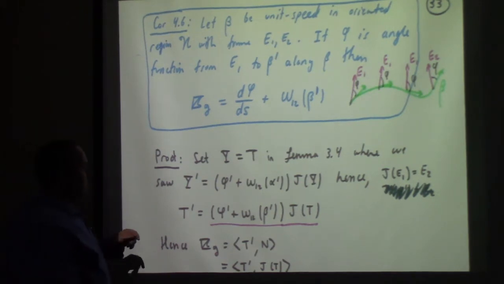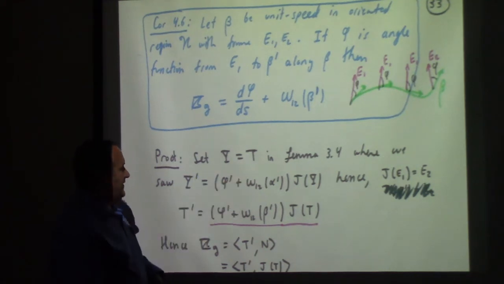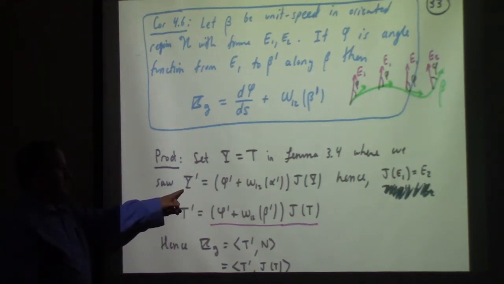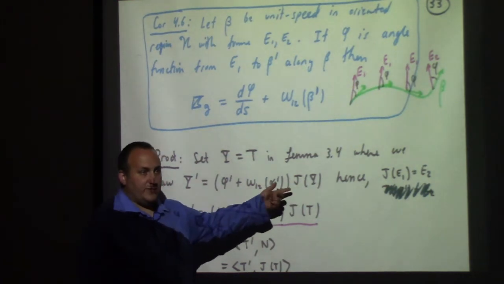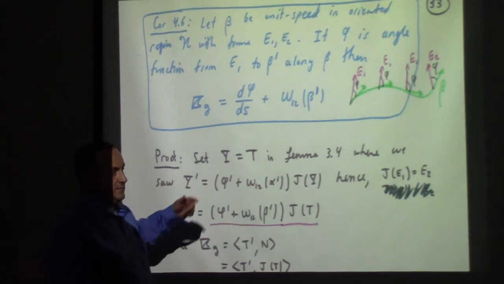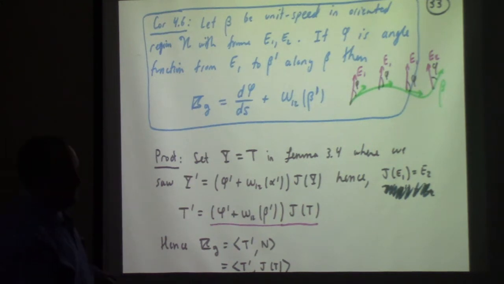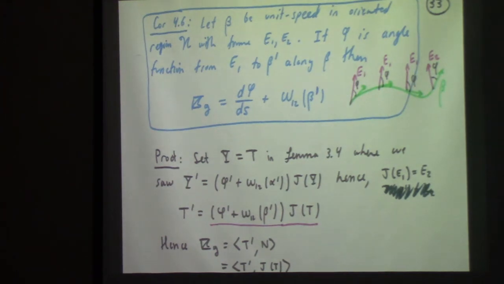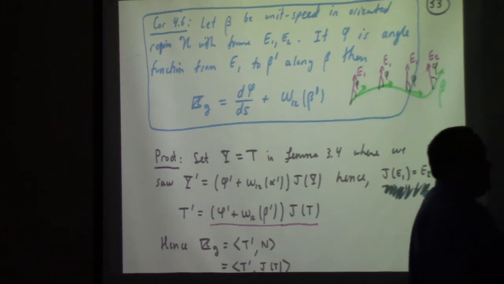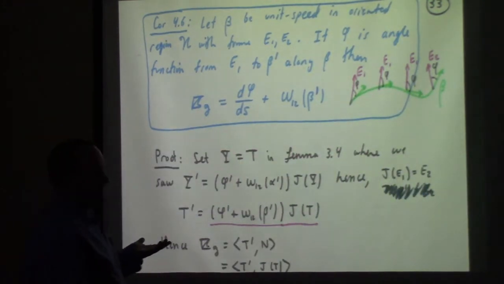So if we set the vector field to be the tangent vector field, the covariant derivative is phi prime plus omega 1,2 alpha prime times J y. This was that lemma. I think the last thing I wrote on the board was this one. Yeah, it's basically Lemma 3.4 in the case that the vector field Y is the velocity vector field.